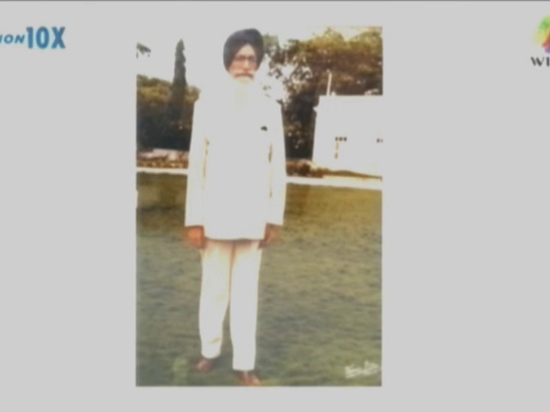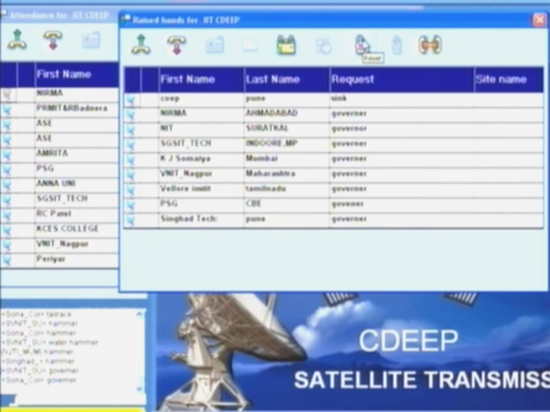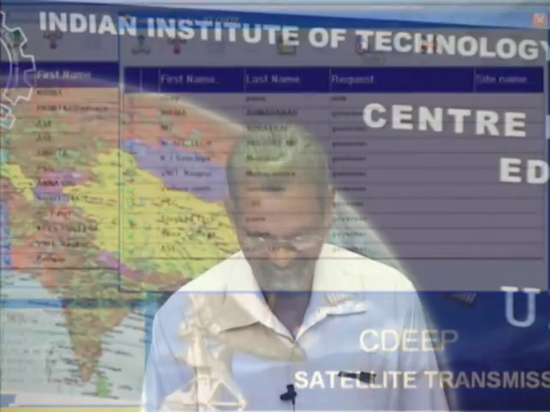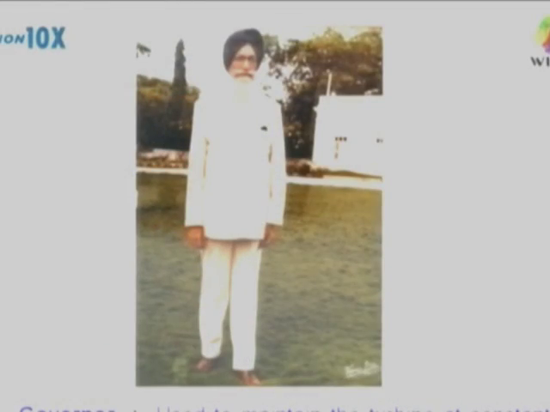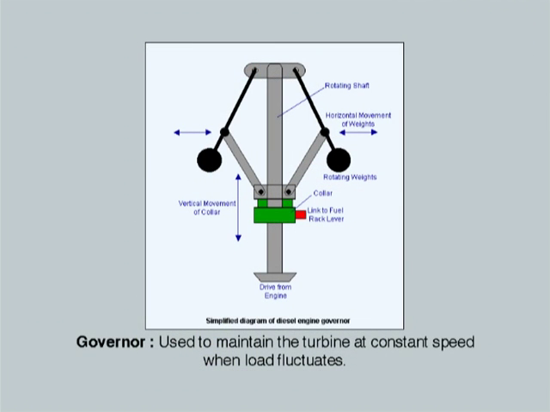What does this indicate? A small clue. Yes, Nirma Ahmedabad gets it. It is governor. This gentleman was governor of Tamil Nadu. Governor is used to maintain the turbine at a constant speed when load fluctuates. That's governor.